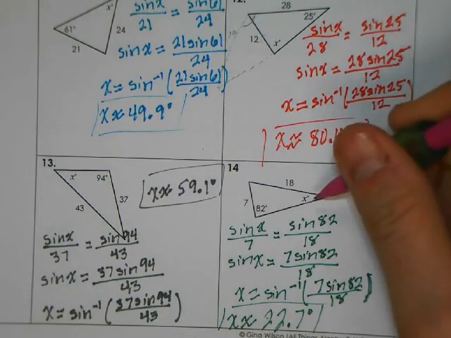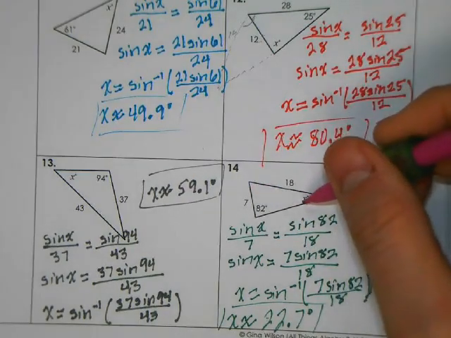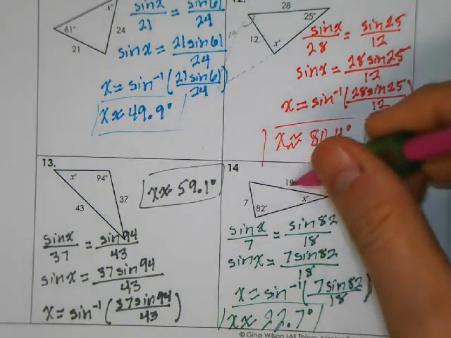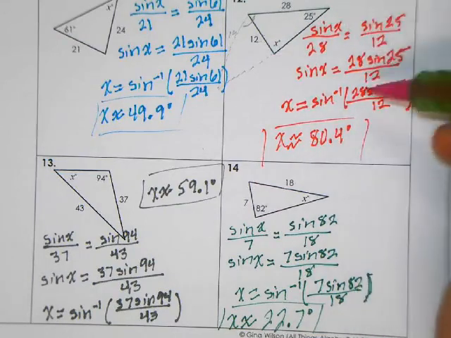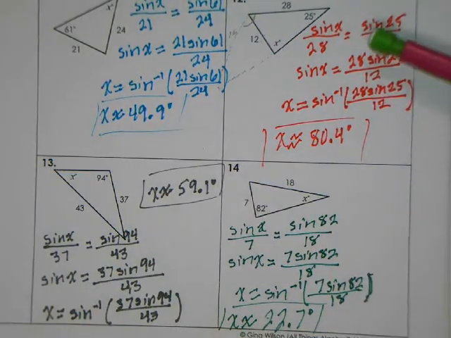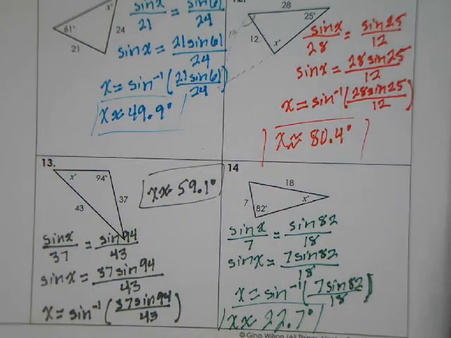Okay, same thing with 14. Nope, not with 14. I'm looking at it backwards. Yeah, so this is, I think, the only one that really shows that we're going to have two possible solutions, on number 12. So if you really want to understand the ambiguous case, make sure that you watch the related video that I'm going to post with this.